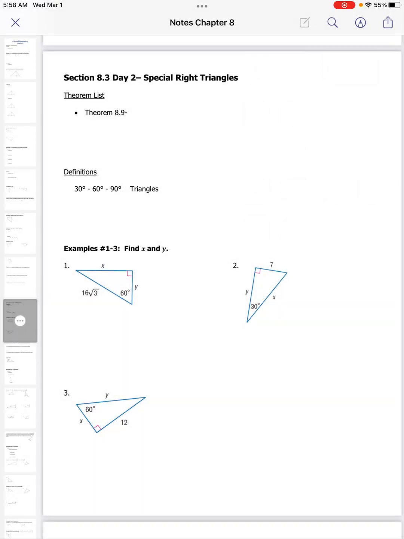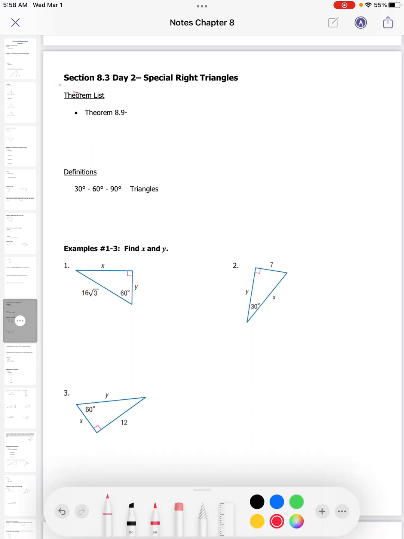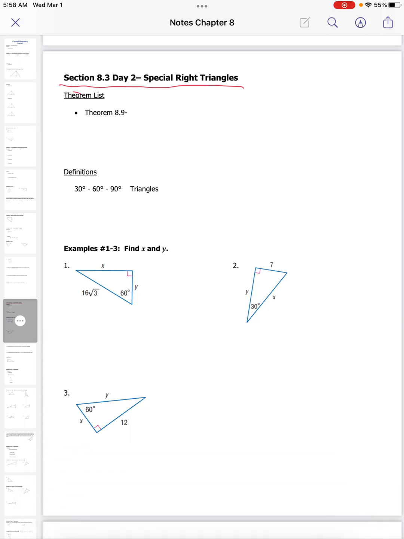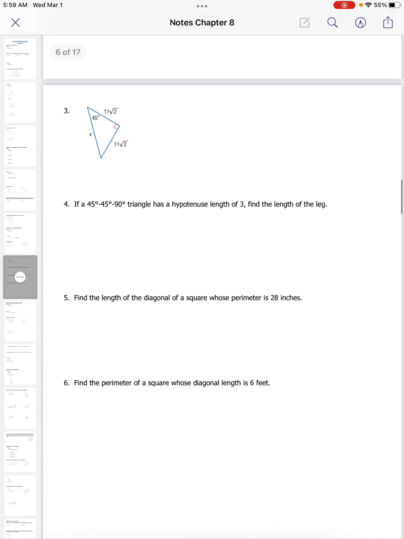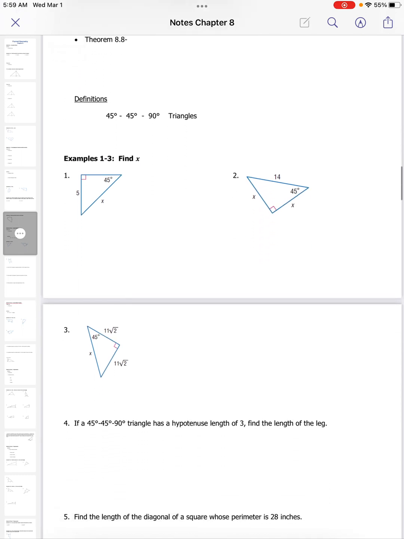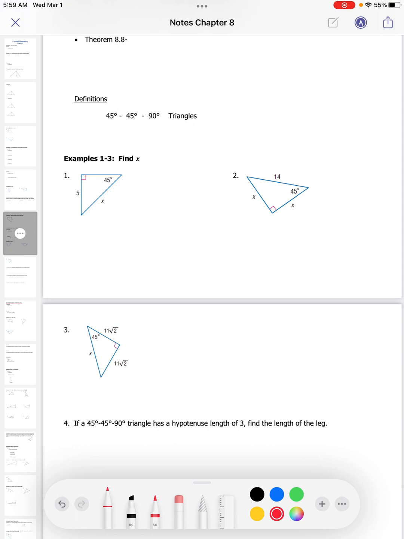All right, we are going to be doing 8.3 day 2, special right triangles. So let's recap what we did last time just so we know what we're doing. We dealt with special right triangles with 45, 45, 90. The idea is if you have a triangle that has two 45 degree angles, you're going to have two sides that are also congruent.